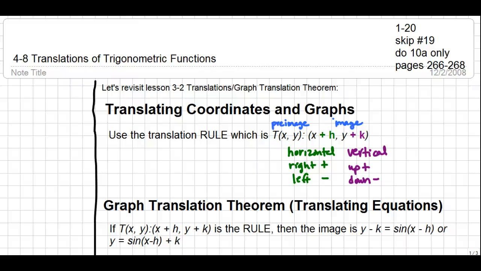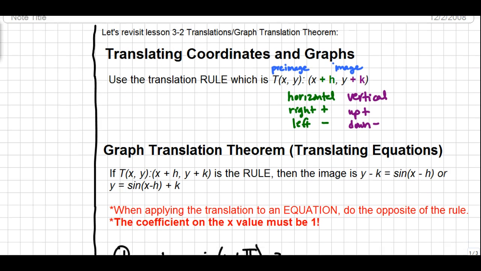This lesson is for FST 4.8 on translations of trig functions. When we first did translations, that was back in lesson 3.2, so I took the information from that lesson and applied it here. So it's just a quick review of translating.